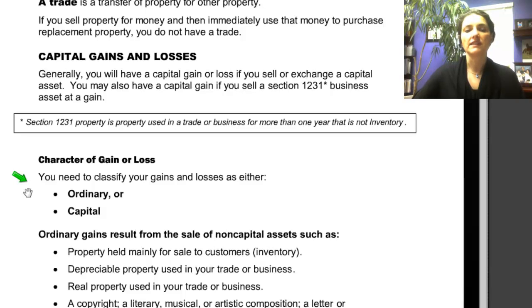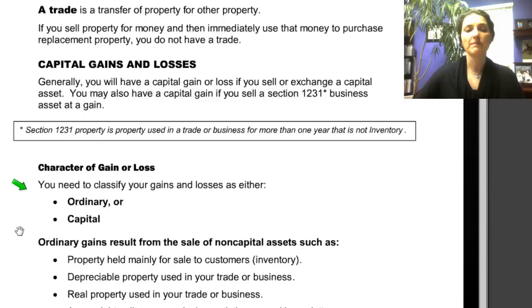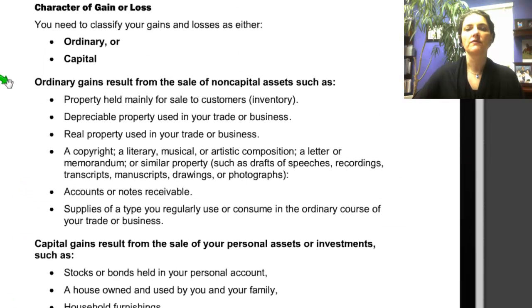Character of gain or loss. You need to classify your gains and losses as either ordinary or capital. Ordinary gains result from the sale of non-capital assets, such as property held mainly for sale to customers, also known as inventory, depreciable property used in your trade or business, real property used in your trade or business, a copyright, a literary, musical, or artistic composition, a letter or memorandum, or similar property, such as drafts of speeches, recordings, transcripts, manuscripts, drawings, or photographs, accounts or notes receivable, supplies of a type you regularly use or consume in the ordinary course of your trade or business.